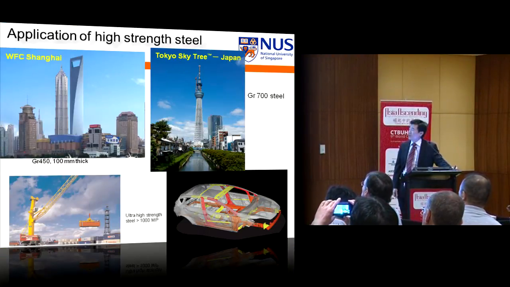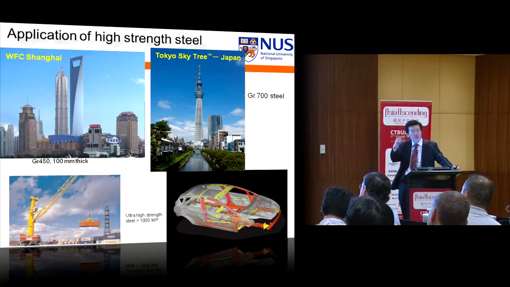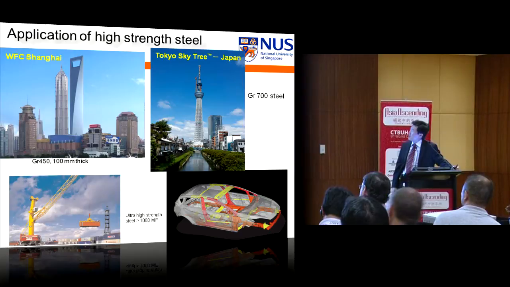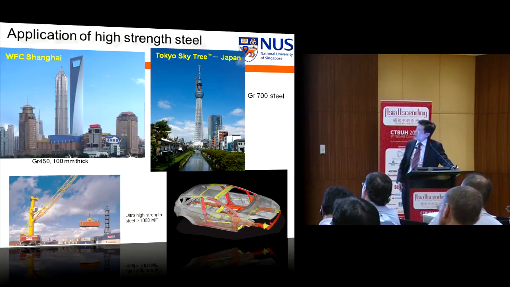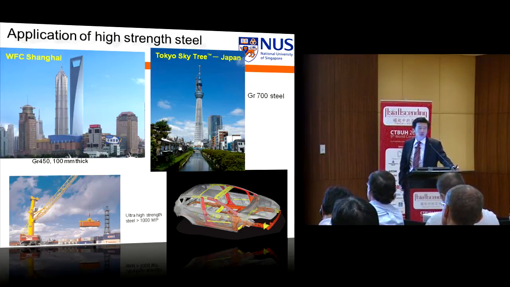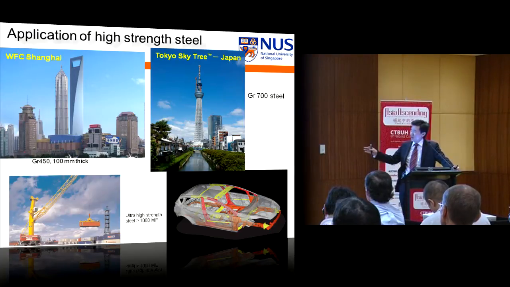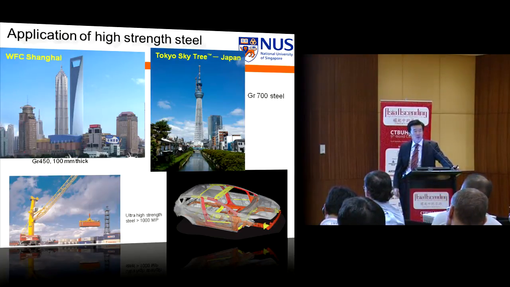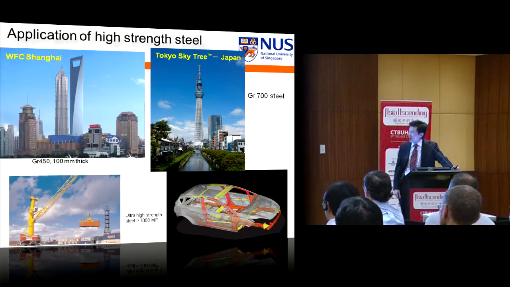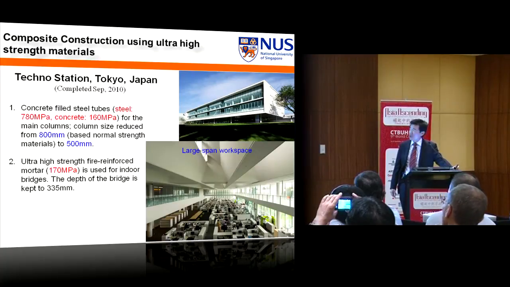Now how about high strength steel? Look at the WFC in Shanghai. They are using grade 450 steel, and you can see the steel material is quite thick, with plate thickness up to 100 mm. In Tokyo, I was told that some parts of the Sky Tree are constructed using grade 700 high strength steel. If you go beyond that, it is applied to cranes, which require very high strength, and to car manufacturing, up to 1,000 megapascal, but it is seldom used in construction.